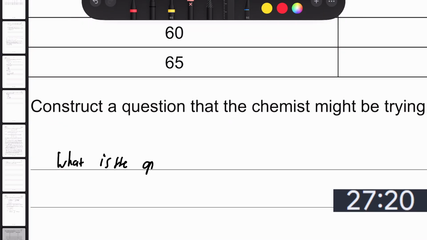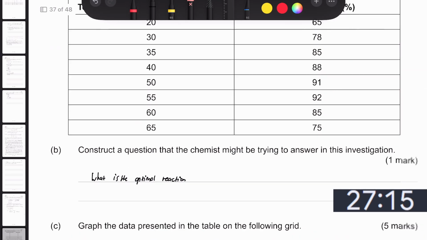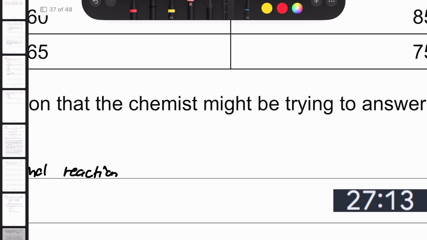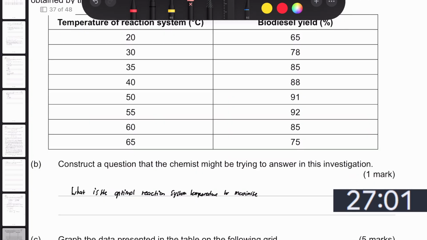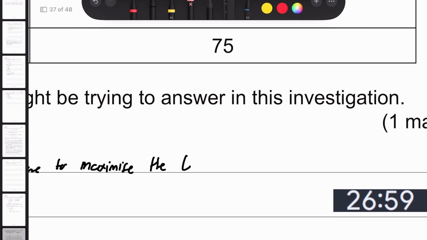The optimal reaction system temperature to maximize the biodiesel yield.